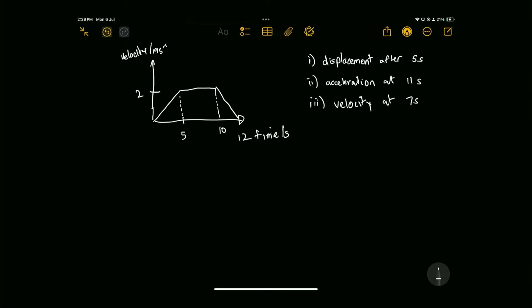Right, so in the first part, we need to determine this area here. That is a triangle of base 5 and height 2. So the area is equal to the base times height divided by 2, which is 5 multiplied by 2 over 2. So we get 5, and the unit is meters.